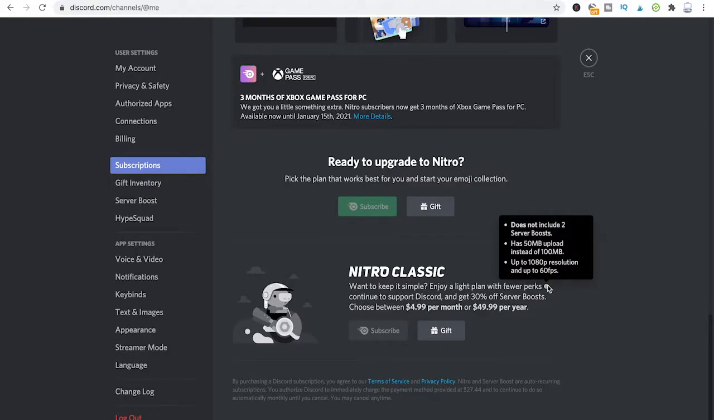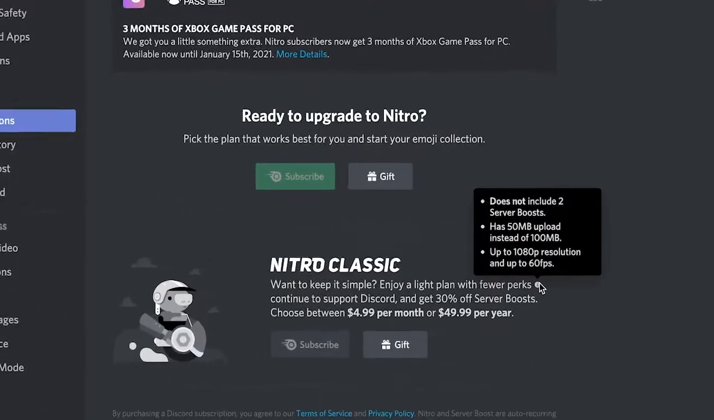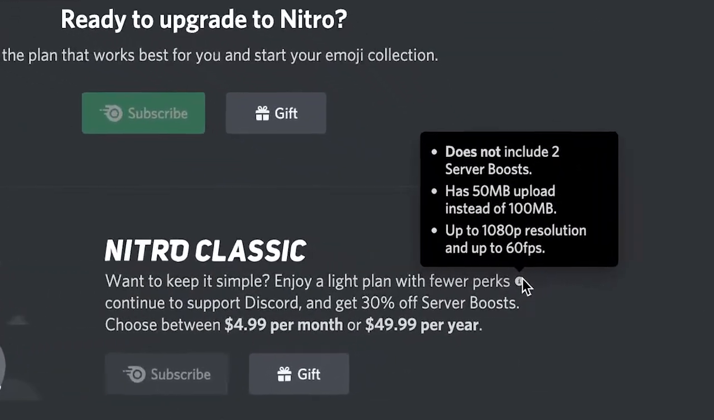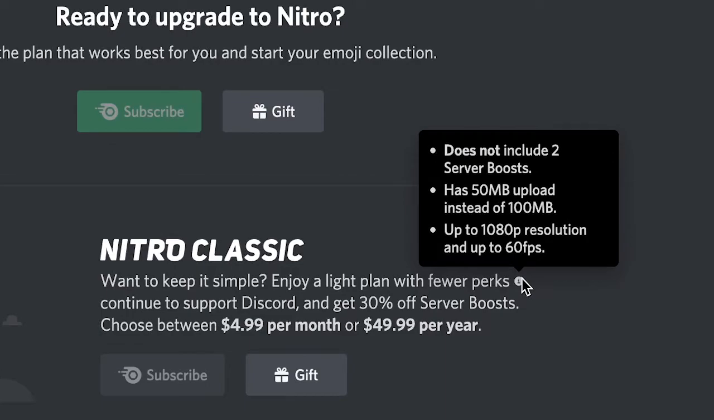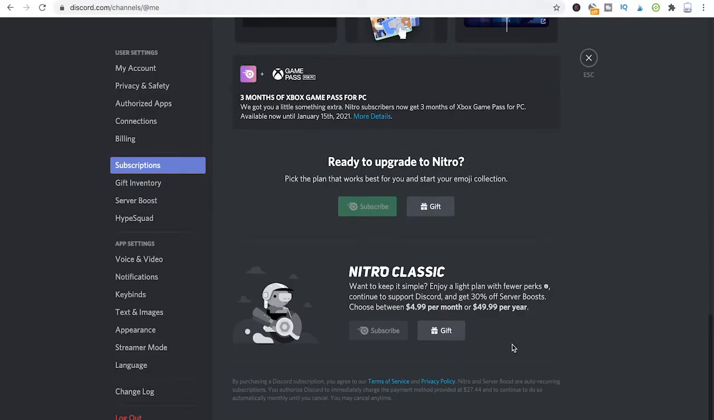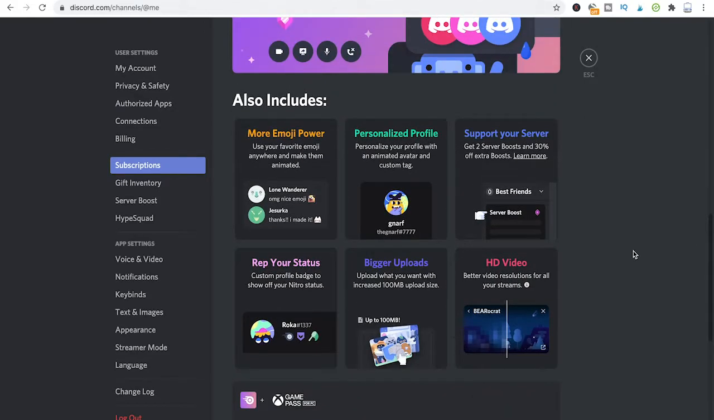Now, as far as the difference between Discord Nitro and Discord Nitro Classic goes, Discord Nitro Classic does not include 2 server boosts, has 50 MB upload instead of 100 MB, and as far as video goes, it's only up to 1080p resolution and up to 60 FPS, while with Discord Nitro you enjoy video in HD quality.